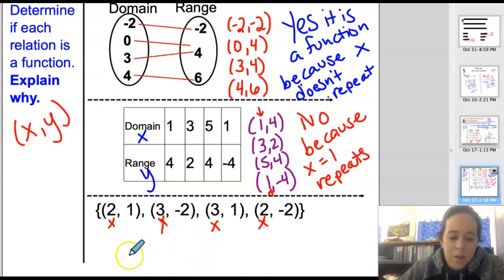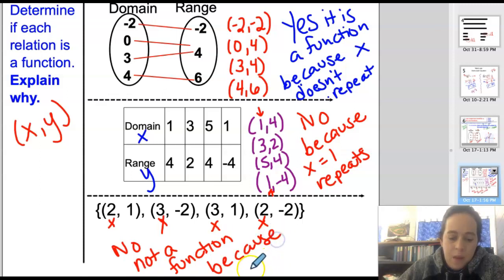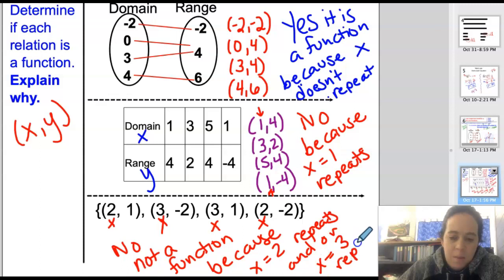So really, you can explain it either way. You could say, no, it's not a function, because x equal to 2 repeats, or you could say x equal to 3 repeats. Okay, so that's when you have a mapping, a table, and a list of ordered pairs.